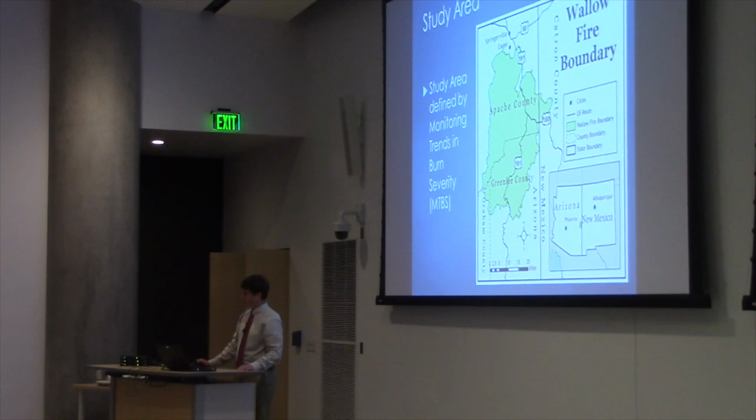The study area that we used was defined by the Monitoring Trends and Burn Severity data set. Monitoring Trends and Burn Severity is a project which began in 2004 to map all wildfires in the United States. Part of the data set contained a wildfire boundary, and that will serve as our study area. It's located in east central Arizona with a small portion extending into New Mexico.